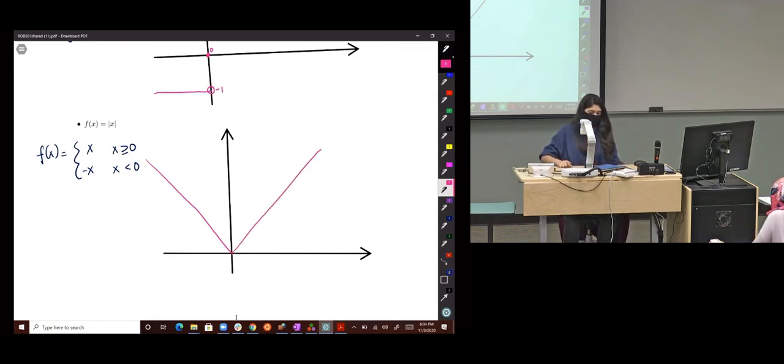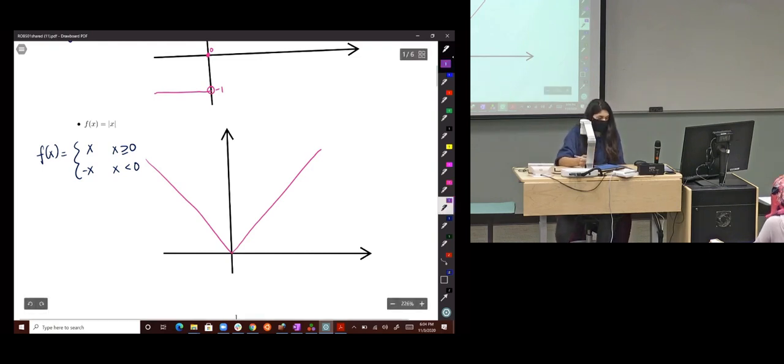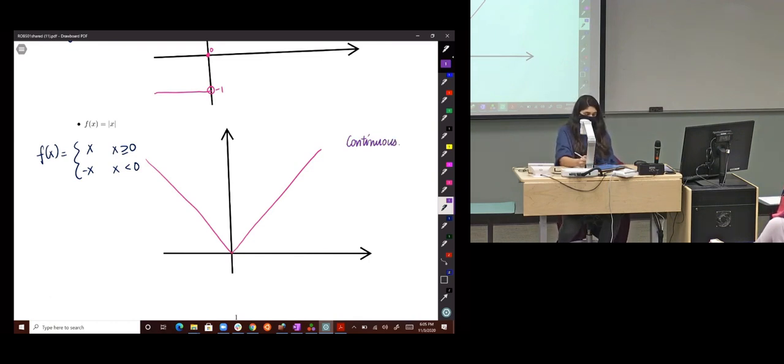Now, is this function continuous? Could we draw it without lifting our finger? Is it defined continuously? Yes, so it is continuous. Now, once you know if a function is continuous, the next question is: is it differentiable? How do we check differentiability of a function?